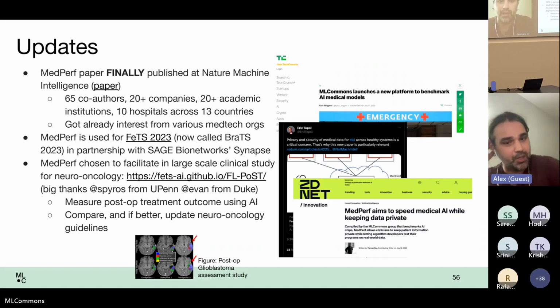And I would say the big news this year is that last month at the American Society of Clinical Oncology, they announced that the largest working group for clinical assessment, called RANO, will carry out a large-scale retrospective clinical study to measure the postoperative treatment outcome using AI. And for that, they're going to use MedPerf as the infrastructure. So this is great news for us. It puts us on the spot.